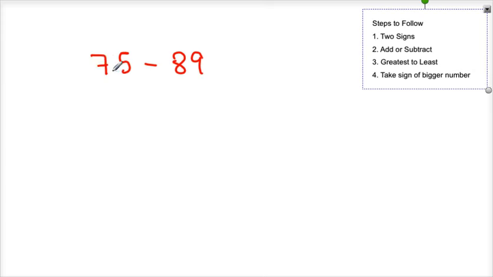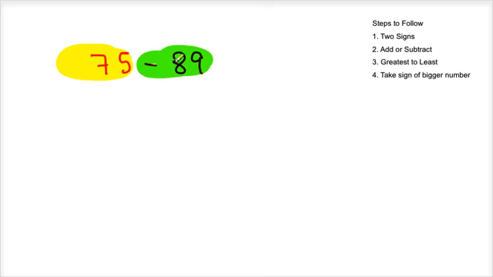Okay, let's take a look at another one. 75 minus 89. Alright, so this one doesn't have a sign in the front. This one has a sign in the front. So I want two signs here. So mentally you have to think about this. If you have no sign in the front, it doesn't tell you if the number is positive or negative. No sign there, we have to assume the number is going to be positive.